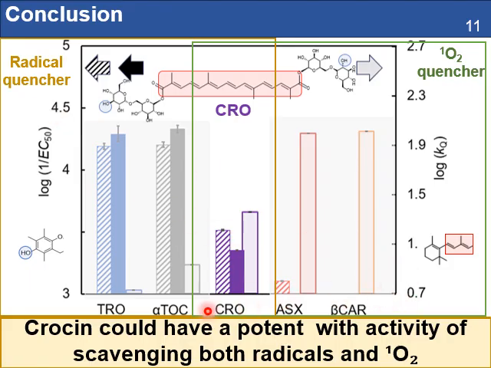The third group is crocin. Crocin shows high activity against both radical and singlet oxygen. This is because crocin's unique structure consists of sugar and polyene chain. Our findings suggest that crocin can broadly scavenge ROS in biological systems.